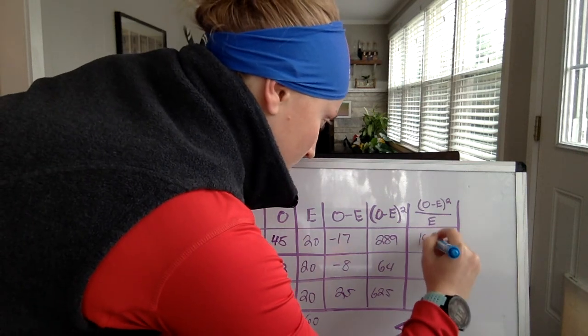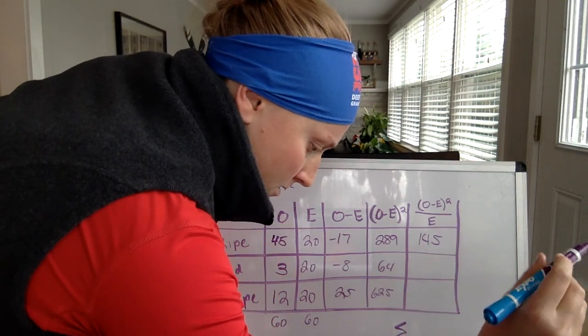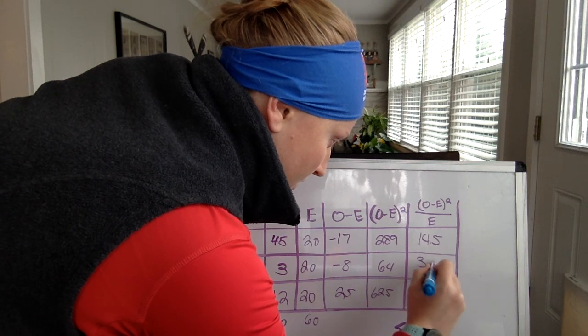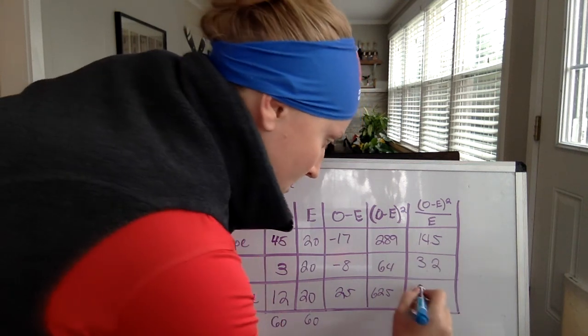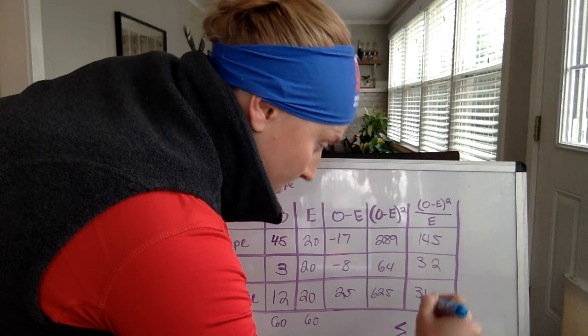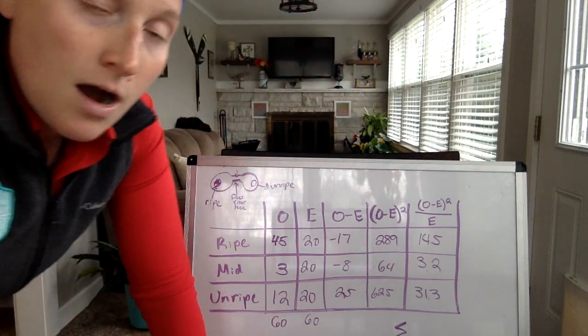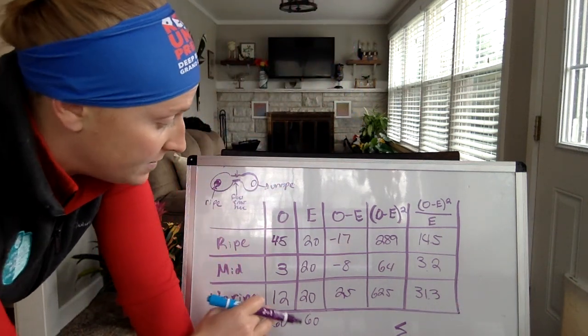So 14.5, 3.2, and this one's pretty big, 31.3. The bigger numbers come from a higher difference.